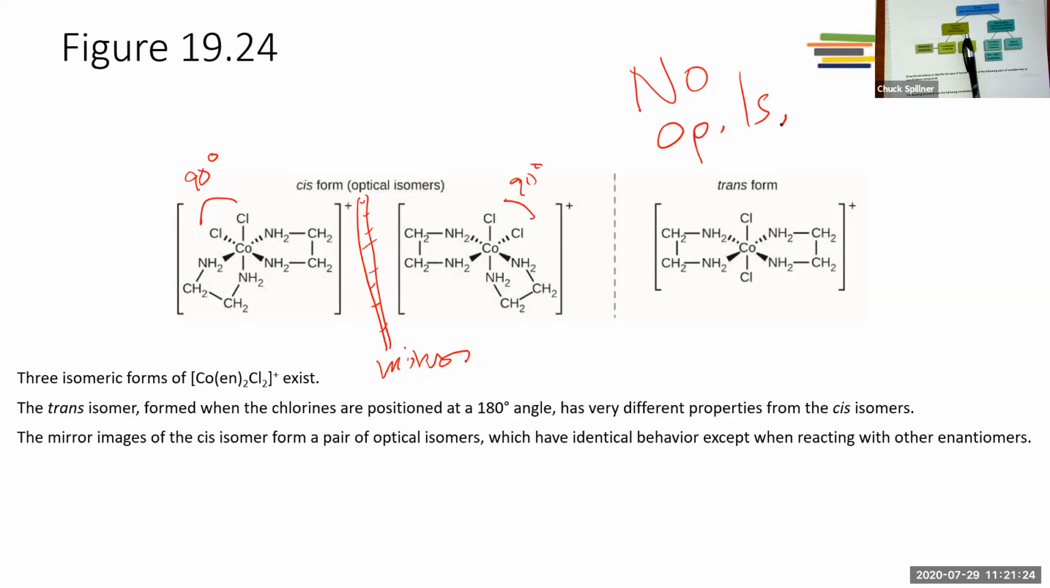No optical isomers on the trans form. Now, another rule that you can use is if you can see a plane of symmetry in the structure, then there's no optical isomers. Well, clearly, if you look at this trans form, there's a plane of symmetry right here. So the left side is equal to the right side.